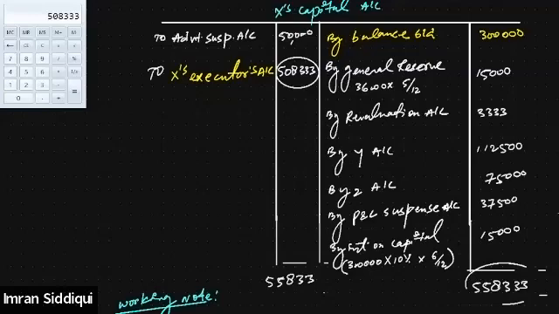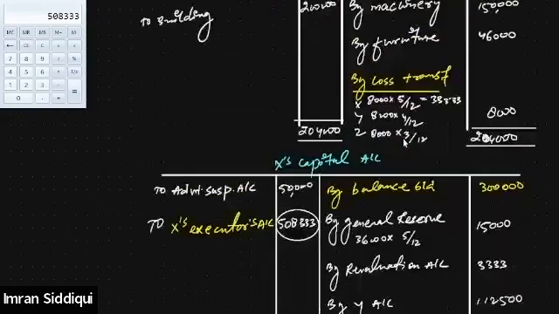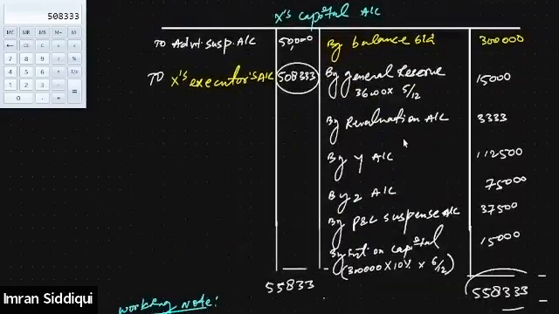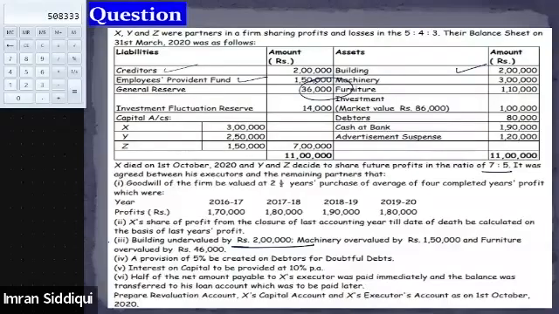All right, everyone, is this clear to all of you? Yes, sir, clear. Now we are done. Since we are done with the X capital account, all we need to do is prepare the executor account. But before that, let's quickly look at the question. The question talks about the payment. Read the last adjustment. It says half of the net amount payable to X executor was paid immediately, and the balance will be transferred to his loan account.